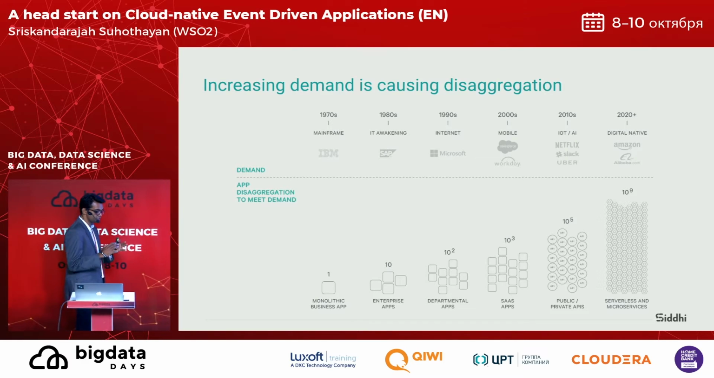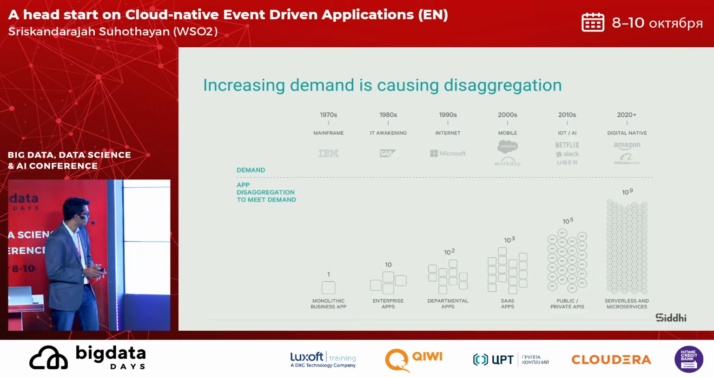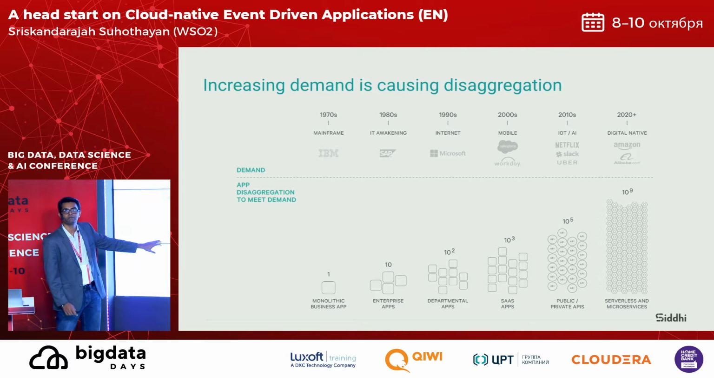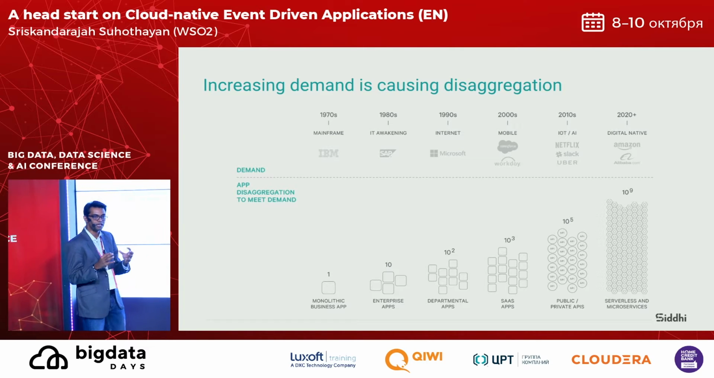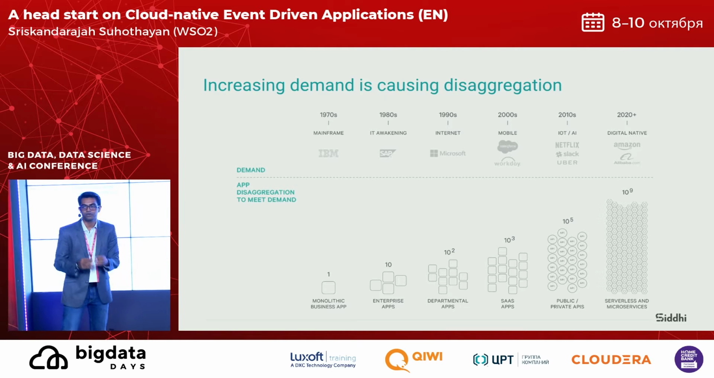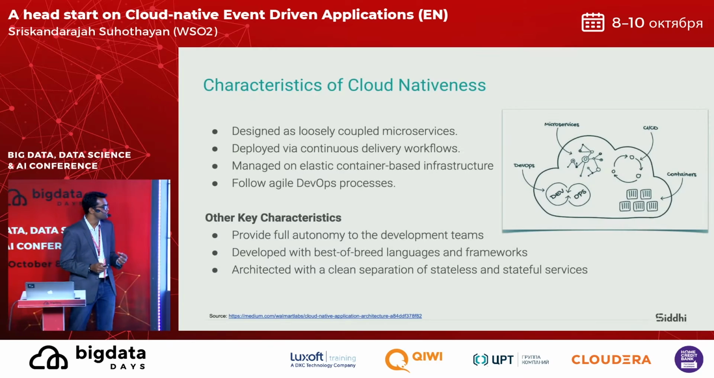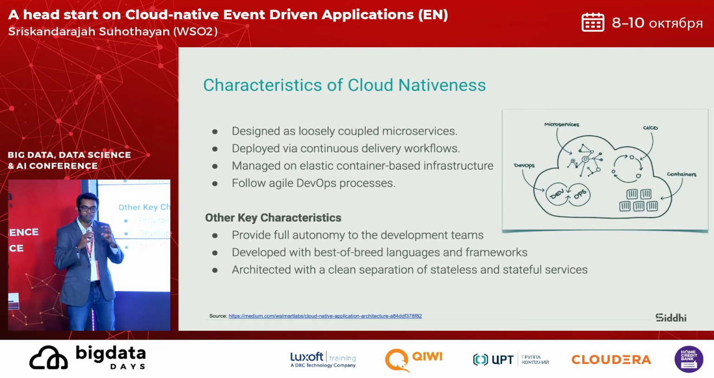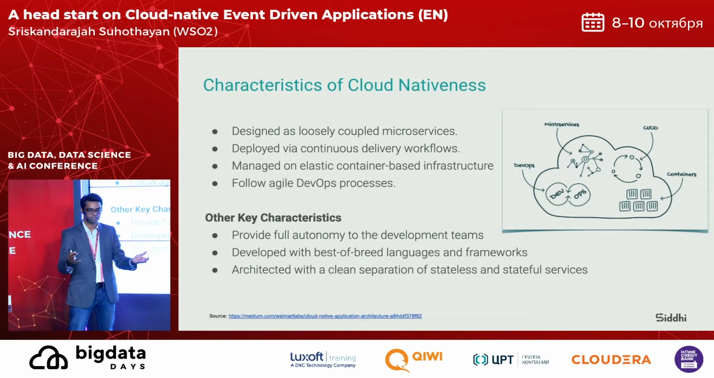So if you take the current trend of the market, like what's basically happening, in 1970s we had one big monolithic application, and over time that application has been divided into pieces. Now you have enterprise applications, and then you have SaaS applications, then you have APIs and things like that, and at the end now we have microservices. Why we have microservices? Simply because that gives us the capability of dividing the full platform into small pieces, and we can scale individual pieces independently. So that's a great power.